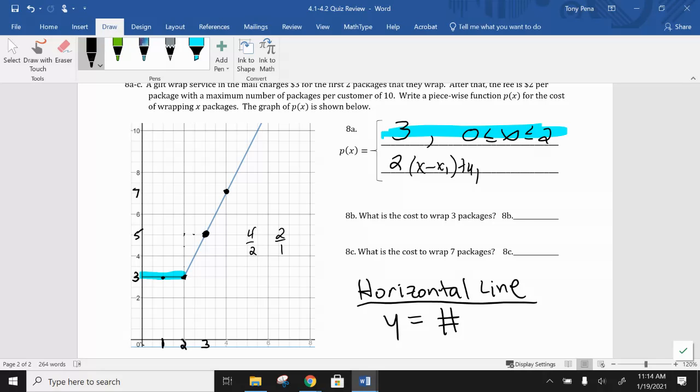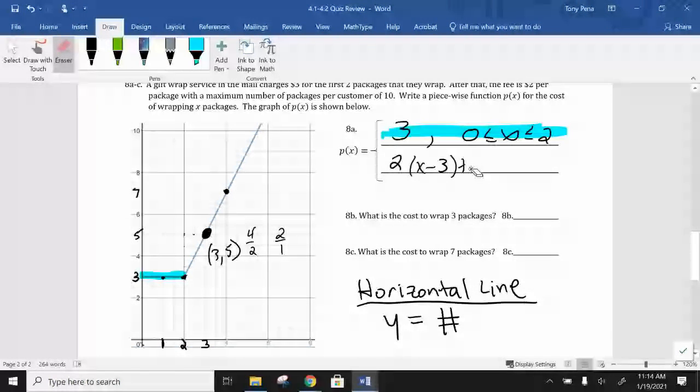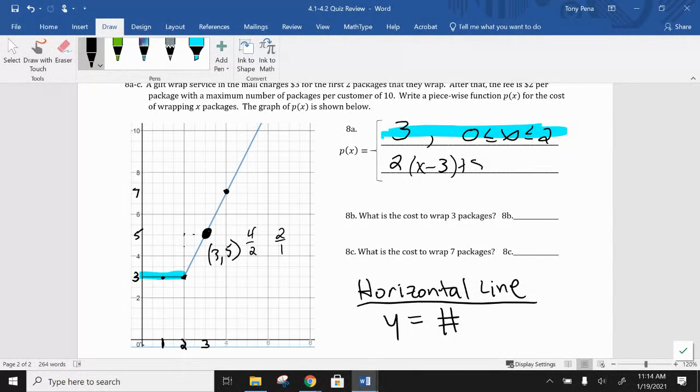And then I'm going to use this point right here. So that's the point 3, 5. By using that point, my x coordinate here is going to be 3. My y coordinate at that point is 5. That's our equation. Notice where that line starts.